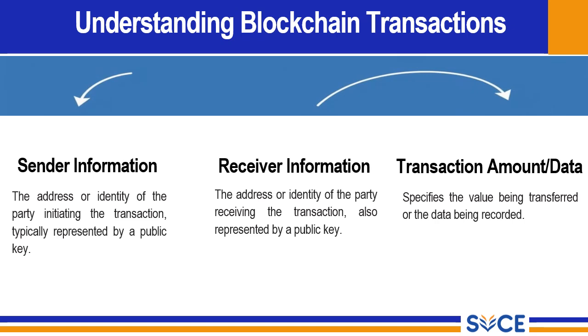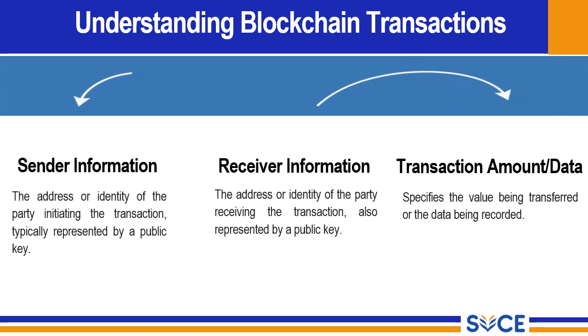Now we are going to look at understanding blockchain transactions. So what are the key components involved in these transactions? We can break it down into three simple parts: sender information, receiver information, and transaction amount or data. These elements make blockchain transactions secure, transparent, and trustworthy.